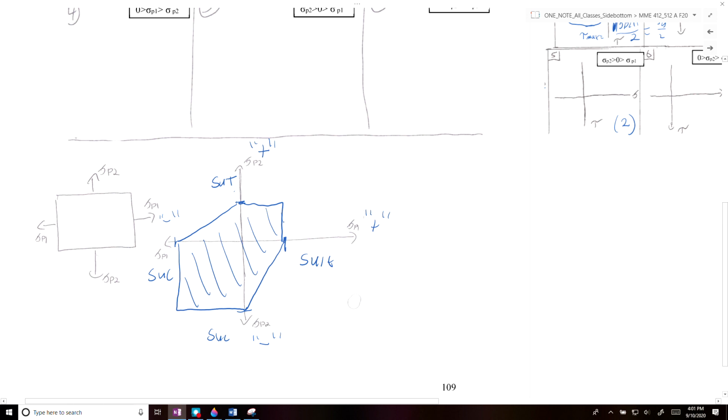Anything within the bounds of this drawing here would be a case of stress that would not cause failure, and anything outside of this box would be a case that would cause failure to occur for a brittle material. So if you know the ultimate tensile strength and the ultimate compressive strength for a material, you can create a plot like this, and for any given state of plane stress, you can plot it and determine whether failure would be within the capacity of the material or outside the capacity of the material, when it would fail.